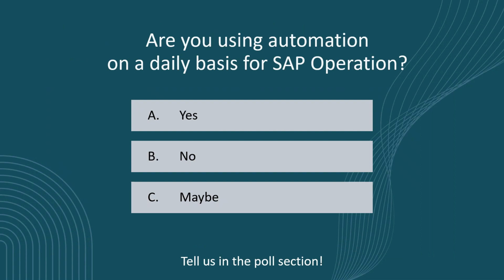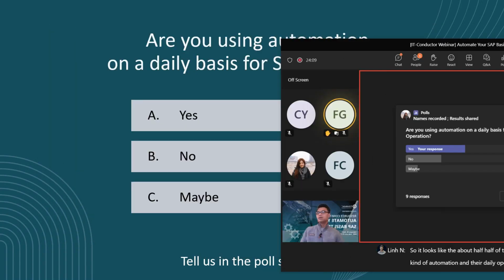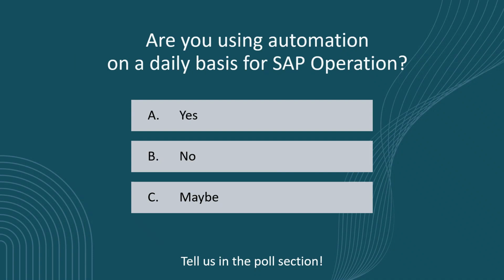Okay, so at this point, we'll put up a poll. Folks who are on, feel free to go through the poll and just give a quick response. Are you using automation on a daily basis for SAP operations? It looks like about half of the folks do use some kind of automation in their daily operations. So let's say you do have automation today in your shop.